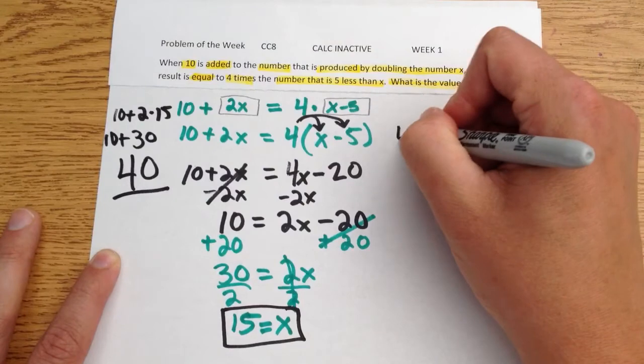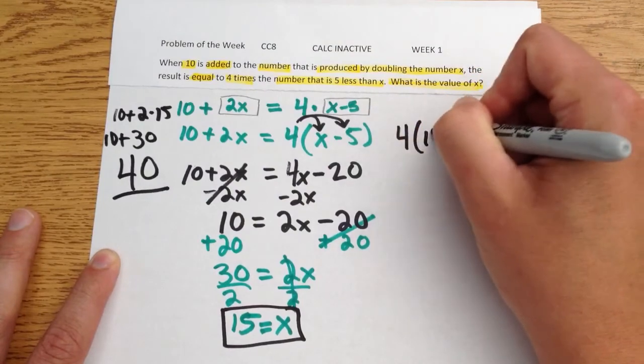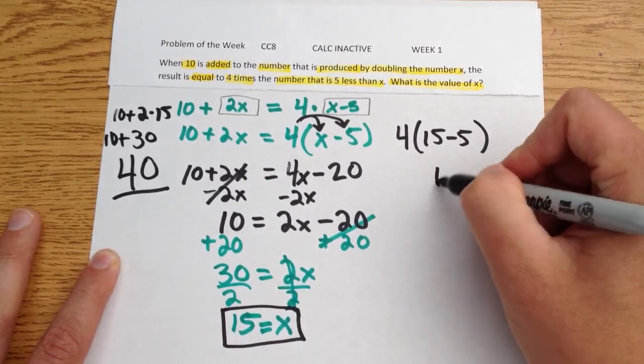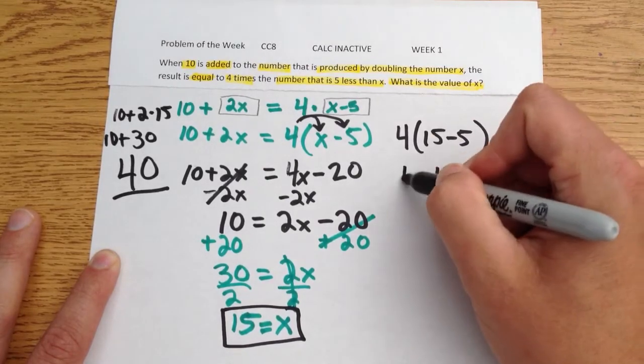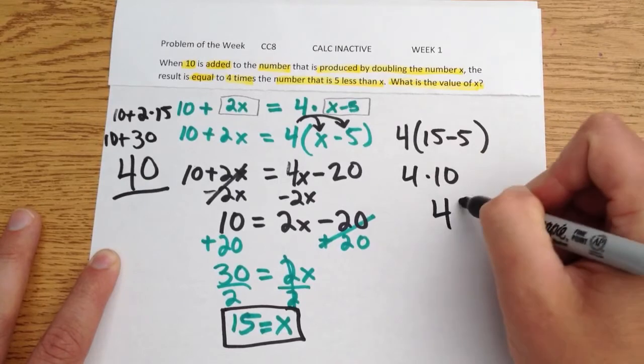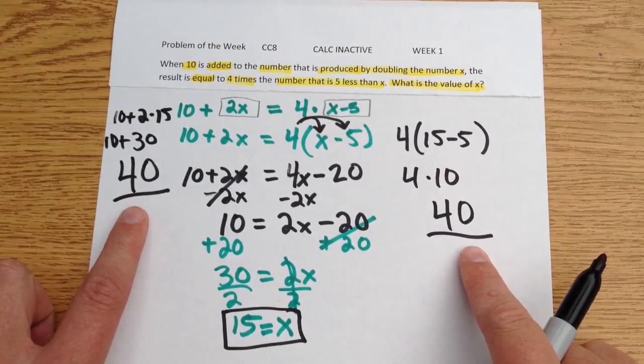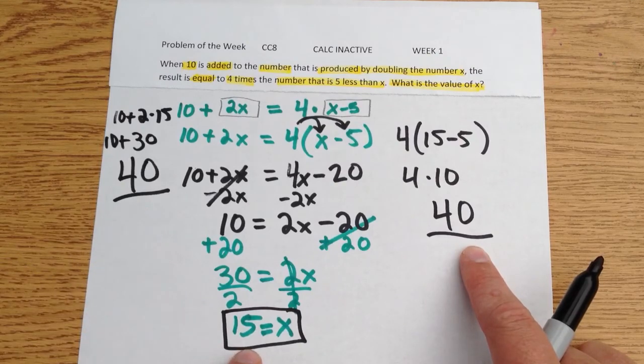Input 15. So 4 times the quantity of 15 minus 5. 15 minus 5 is 10. 4 times 10 is 40. Notice the left and right are the same, so that means that we're good to go. We've solved for x correctly.